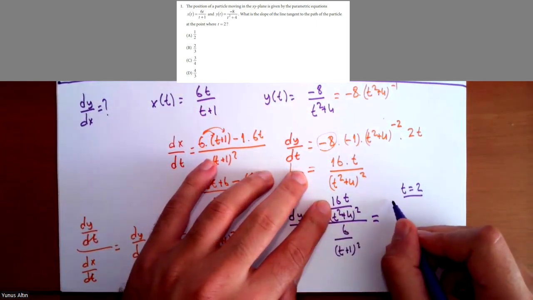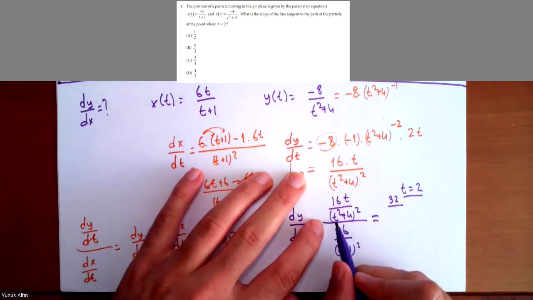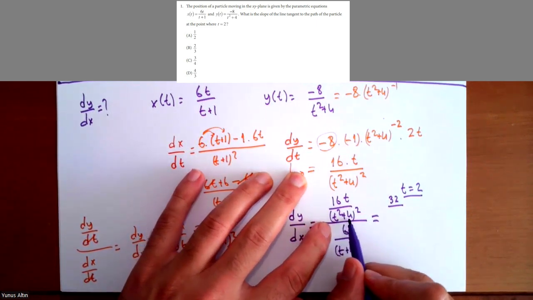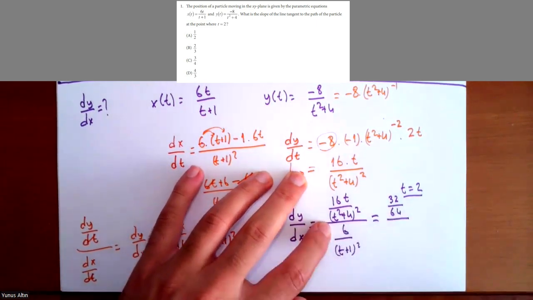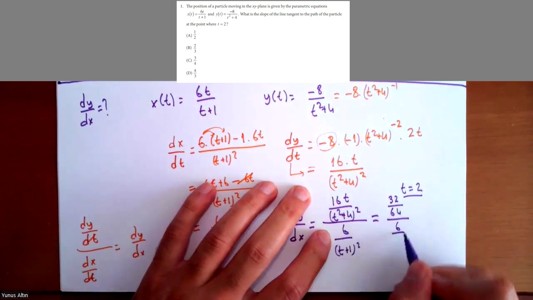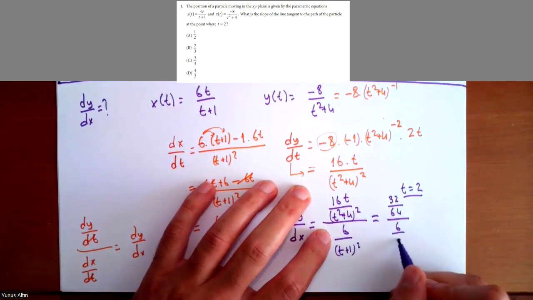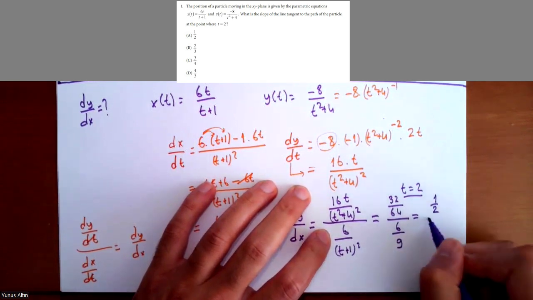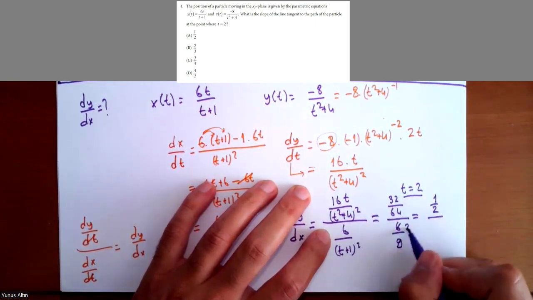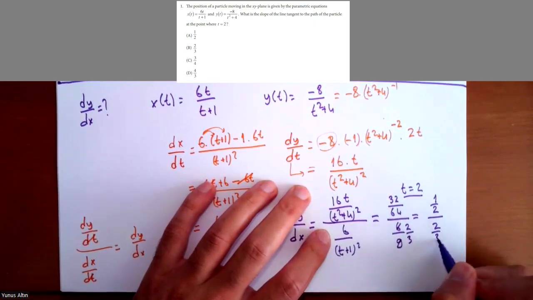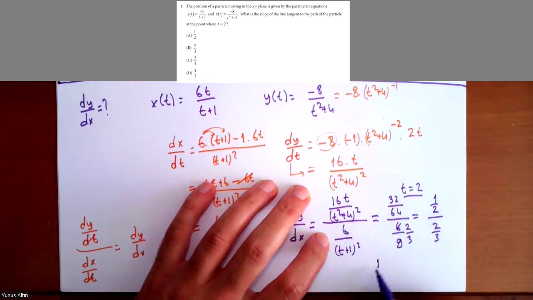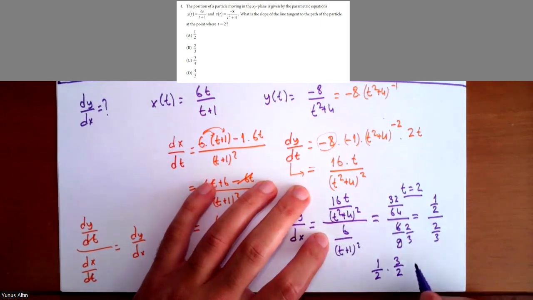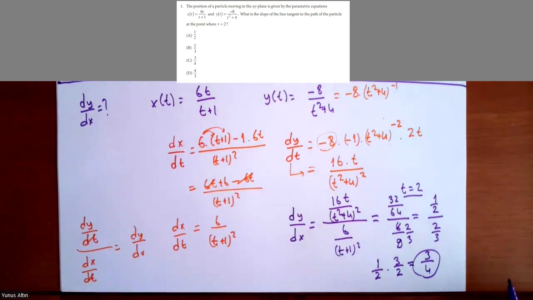16 times 2 will be 32. 2 squared is 4, 4 plus 4 is 8. 8 squared will be 64. This is just basic plug-in. And 60 over 2 plus 1 is 20. 3 squared will be 9. And this, when we simplify, will be 1 over 2. And this, when we simplify with 2, is going to be 20 over 3. And then when we divide, we write the first expression and we flip the second one, then we multiply both. And it's going to be 3/4. The answer is C.